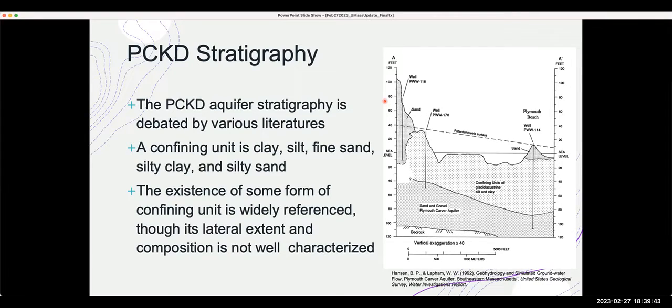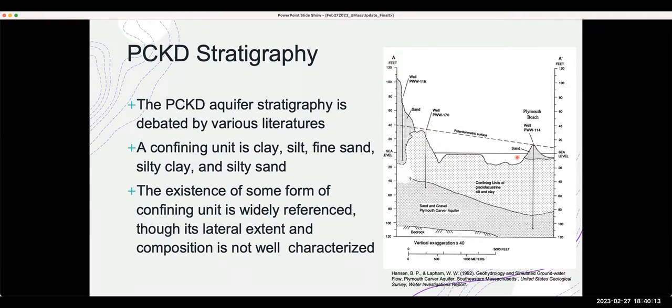Reading all these different reports going back into the 90s, there has been mention of a confining unit, but it's not very clear where it is, how large it is, how far onshore it is, or if it even goes onshore. Looking into these different reports and well cards, we've been able to characterize that a little better. An example is this cross section from 1992, showing silt and clay from offshore to the Plymouth Beach area.